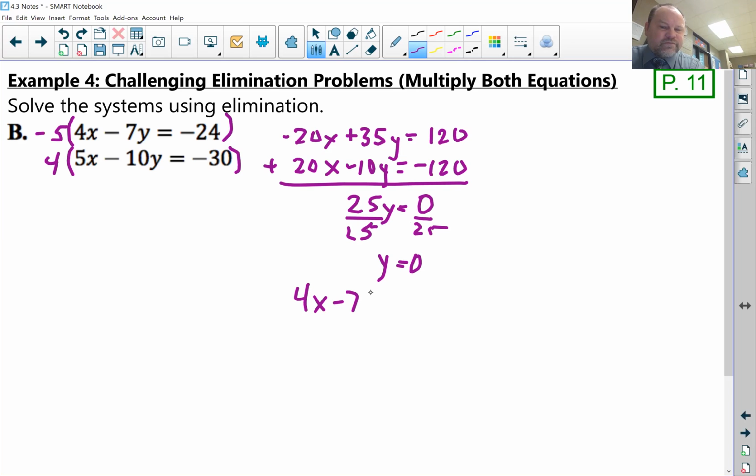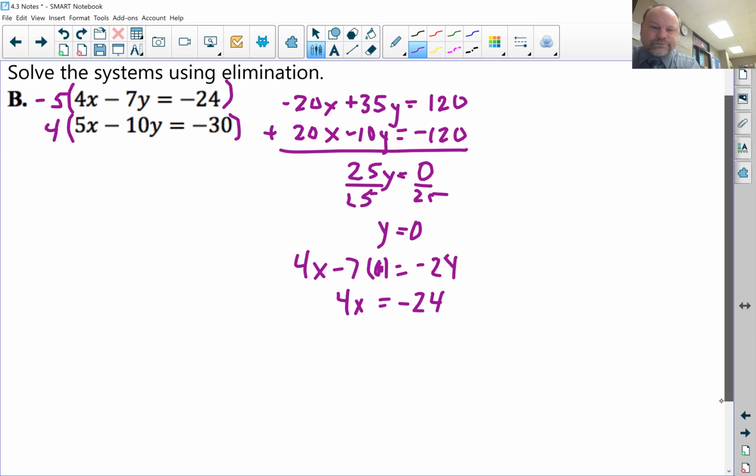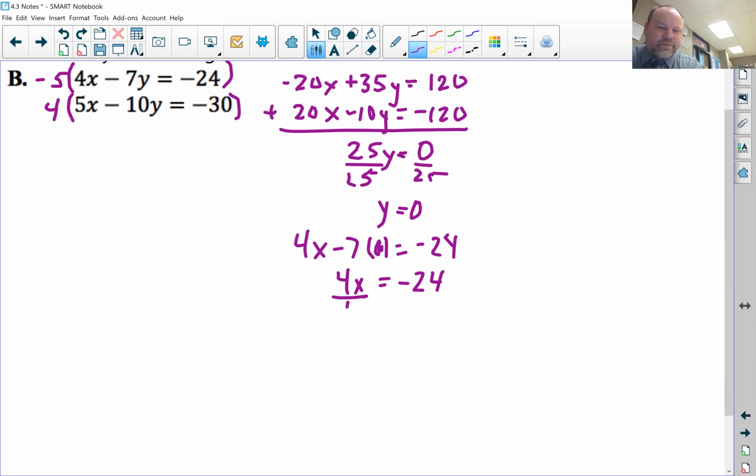4x minus 7 times 0 equals negative 24. So 4x, because 7 times 0 is 0, equals negative 24. Divide by 4. X equals negative 6.